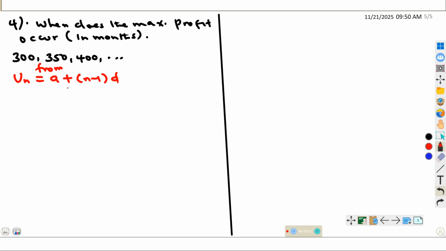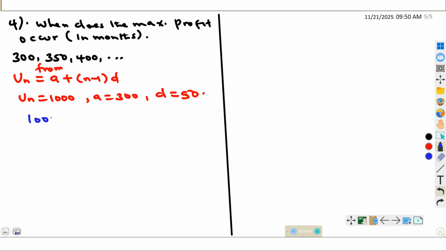From Un equals a plus n minus 1 times d, we are looking at Un being 1,000, a being 300, and d being 50. We need the n, that month for which the sales will be exactly 1,000 pairs. So that is what we basically need to solve.